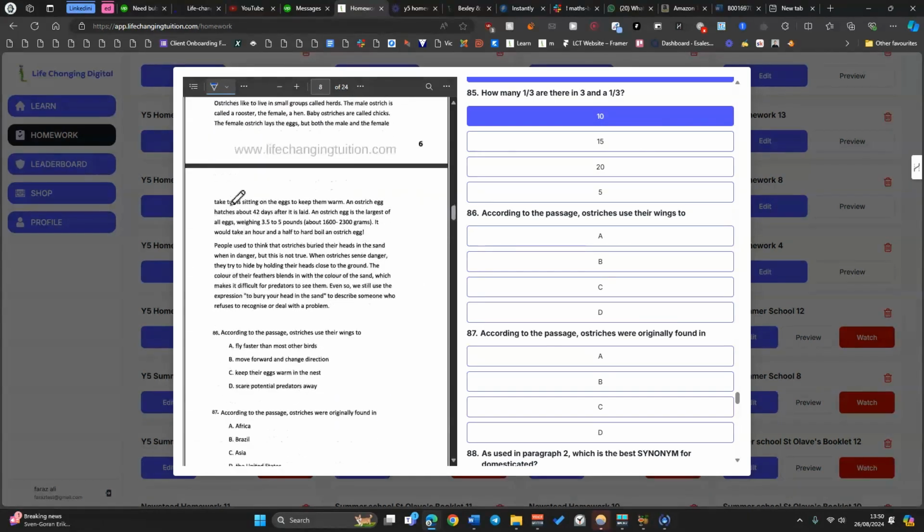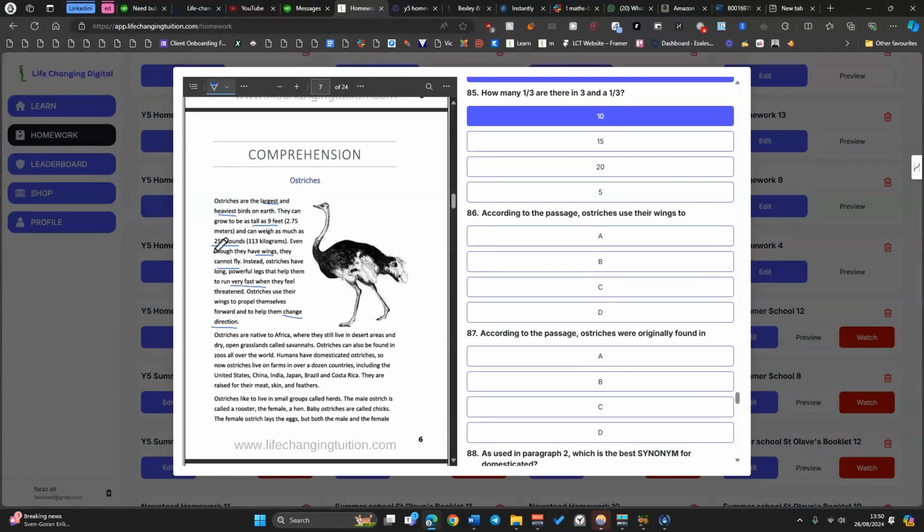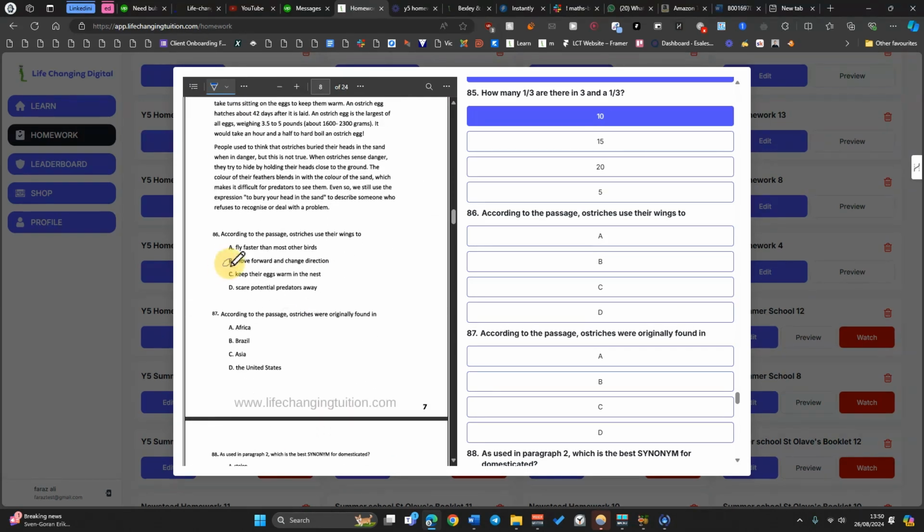I like to look at the questions after reading a paragraph or so I can start answering them. So it says, according to the passage, ostriches use their wings to, well, we know they don't use it to fly. They said they use it to propel themselves forward and help them change directions. So here we go. B, 86.